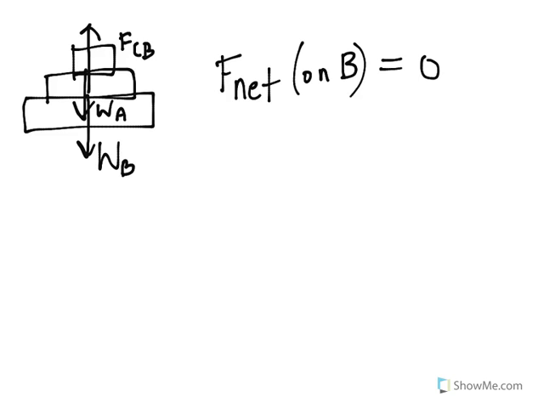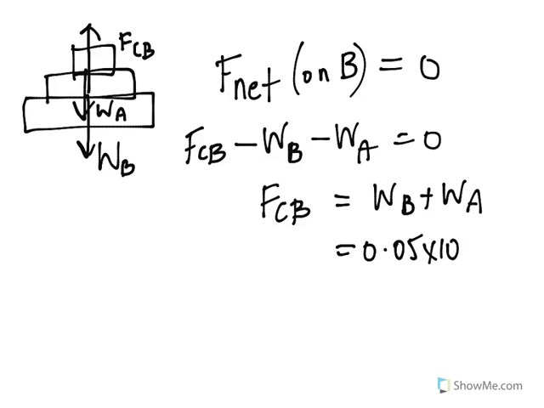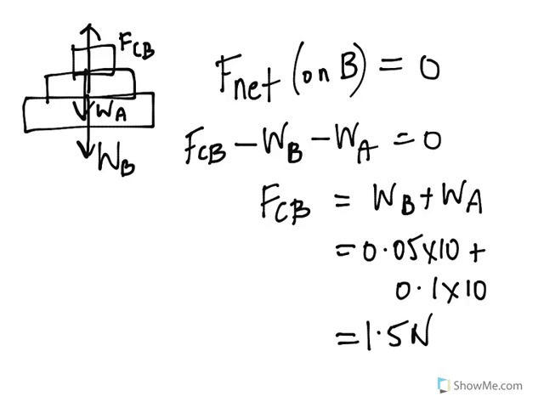And the net forces are, we've got the reaction force minus the weight force minus the other weight force, and that all equals 0. So really, the force of block C on B, the normal force, are the two weight forces, which are 0.05 times 10 plus 0.1 times 10, which also gives us 1.5 newtons, just like we got before. So there's really two approaches, Newton's third law or Newton's second law, gives us the same result.